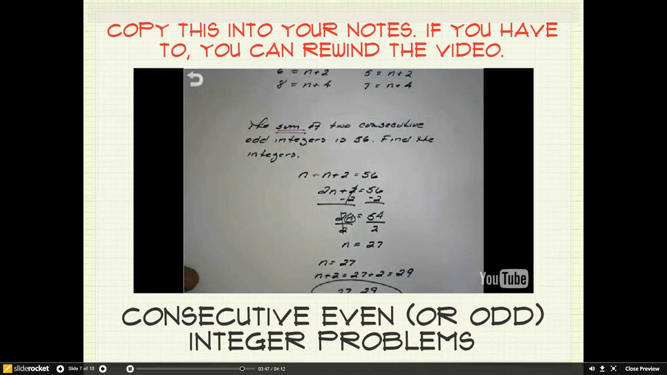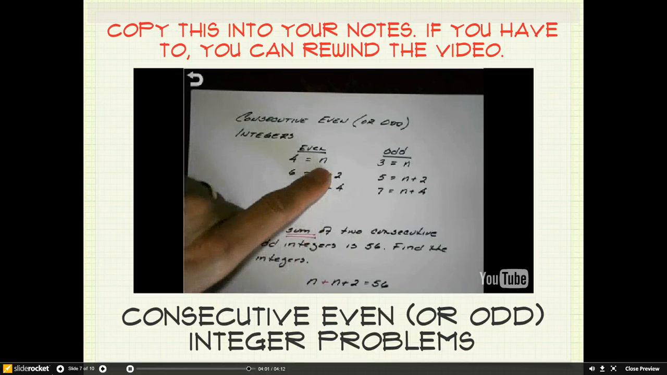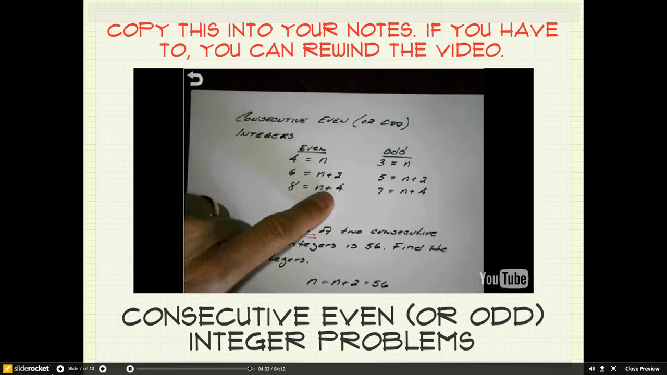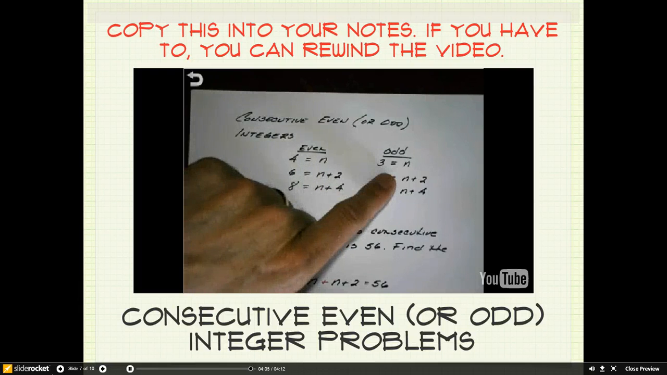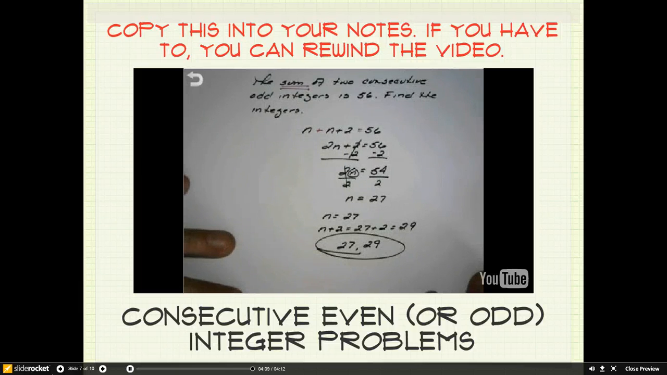There's my answer. These problems, when you're talking about odd or even integer, consecutive odd or even integers, the difference between this and just regular consecutive numbers is that instead of n, n plus 1, n plus 2, n plus 3, it's n, n plus 2, n plus 4, and that's whether it's even or odd. So keep that in mind, and there's your example problem.